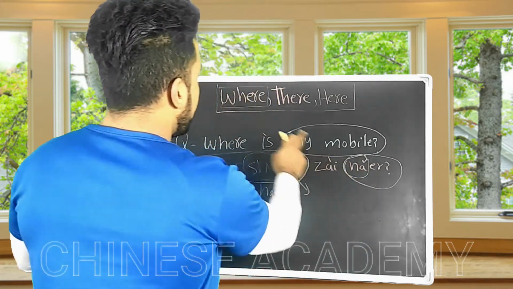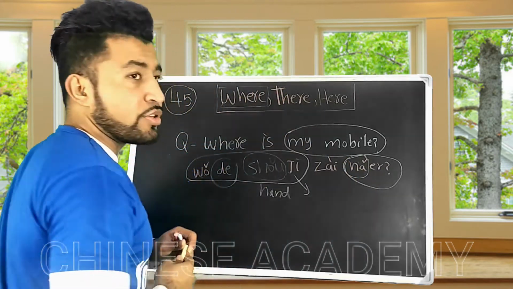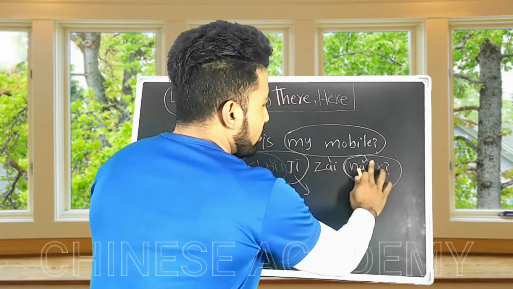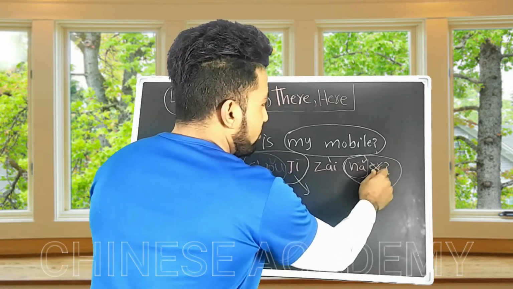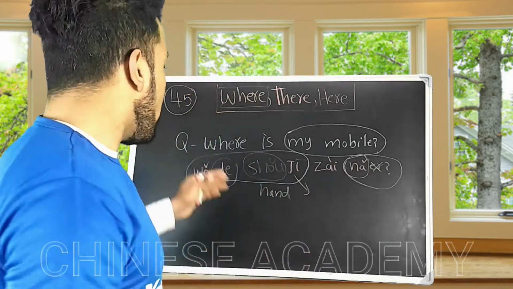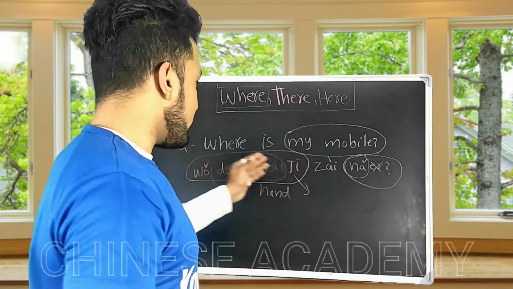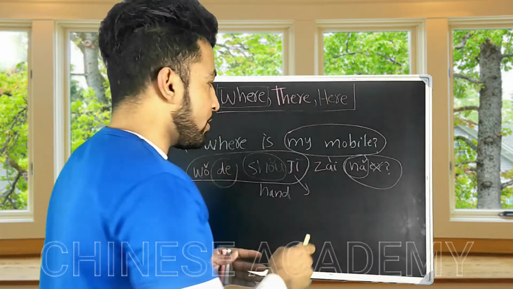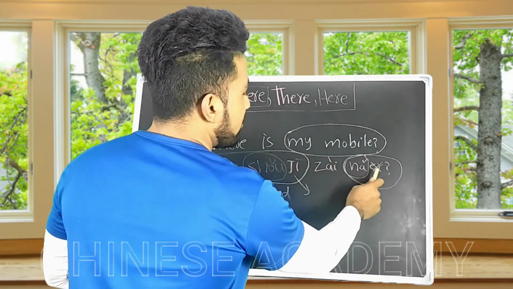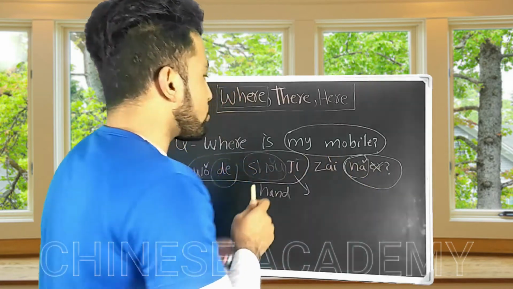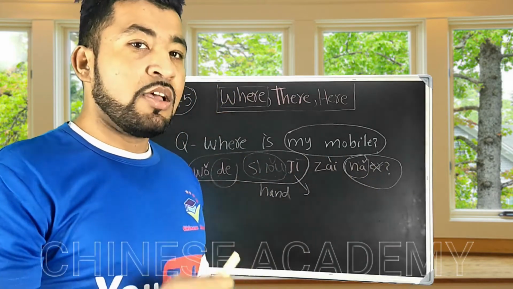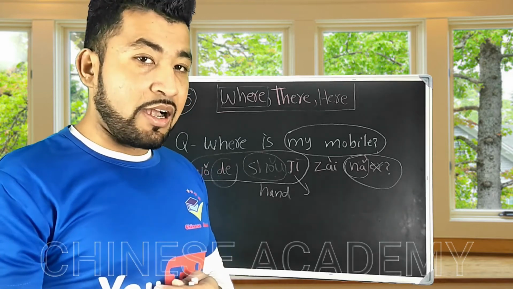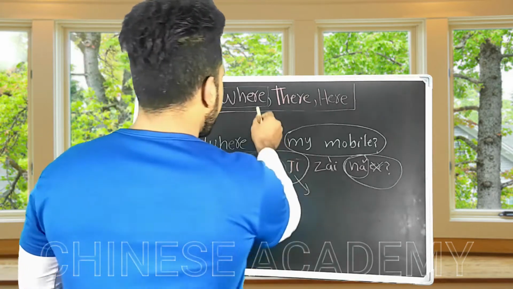哪 means where, and 儿 is actually a particle word that is used with where, there, here. With these three words we can use 儿. If we don't use it, it's okay, we can simply ask 我的手机在哪? The meaning is still okay, but grammatically 哪儿 is the best. If you use this particle word with 哪, grammatically it will be very nice, very perfect. 我的手机在哪儿? Remember 哪儿?